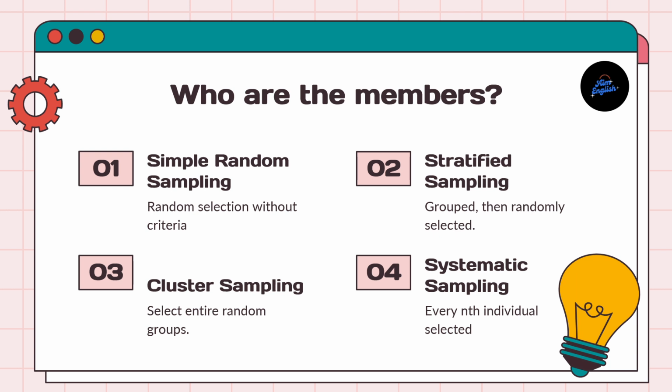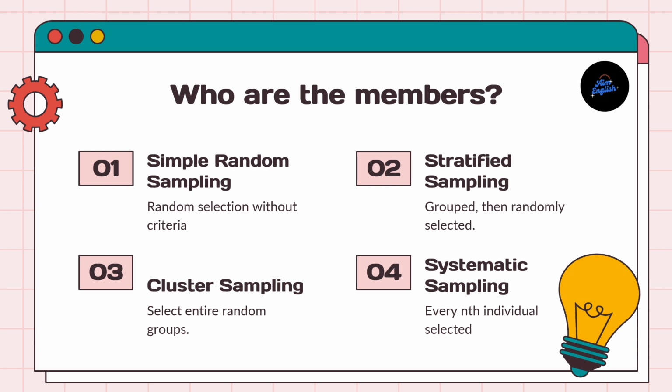Stratified sampling. In stratified sampling, the population is divided into strata or groups based on characteristics like gender, proficiency level, or age. Then random samples are taken from each group. This ensures that important subgroups are proportionally represented. For example, if your population is 60% female and 40% male, your sample should reflect that.